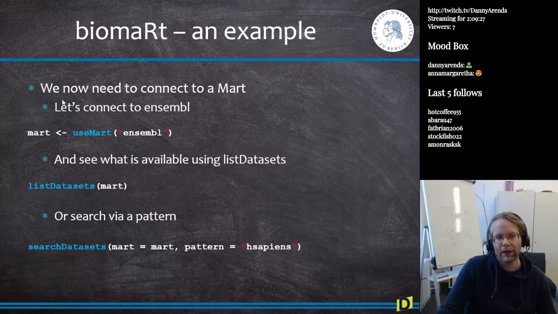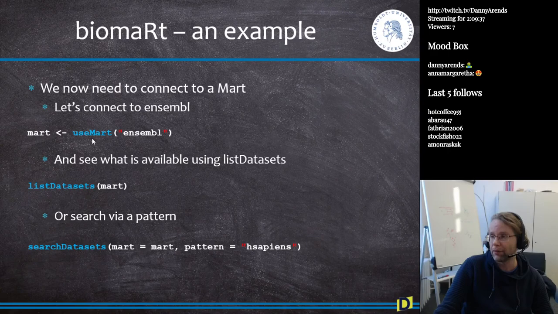All right, and now we need to connect to a MART. So let's first connect to Ensembl. If I loaded the biomaRT library, then I have this useMart function, which allows me to connect to a data provider. So I'm just saying connect to Ensembl and then store the connection into something called mart.